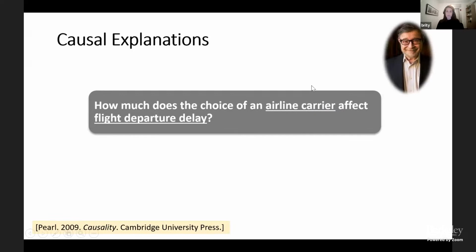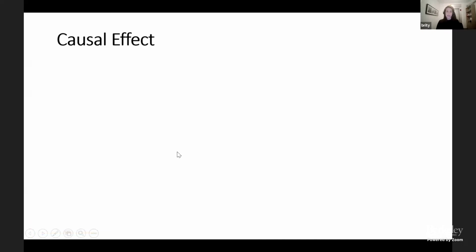So let's just focus on one specific causal question that we want to answer. How much does the choice of an airline carrier affect the flight departure delay? And to be able to answer that, we are adopting a Pearl model for causality on observational data. I'm just going to briefly talk about how we can do it, and then I'm going to move on to the causal data integration and why we need it.